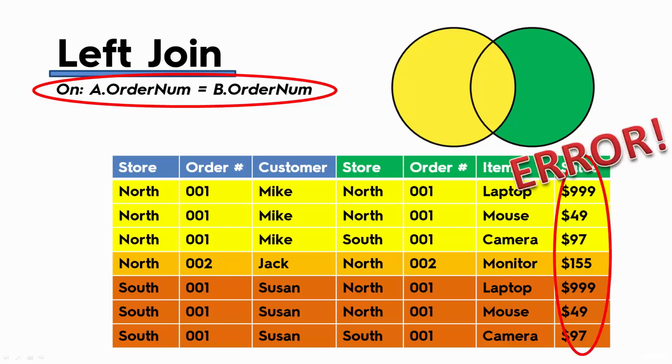And as you can see, this is a mistake. There's an error because this highly inflates our sales. It looks like we've sold 2 laptops, it looks like we've sold 2 mice and 2 cameras, whereas in fact that's not true. So joining on a single field here can lead to incorrect results. So let's see how we can fix that.